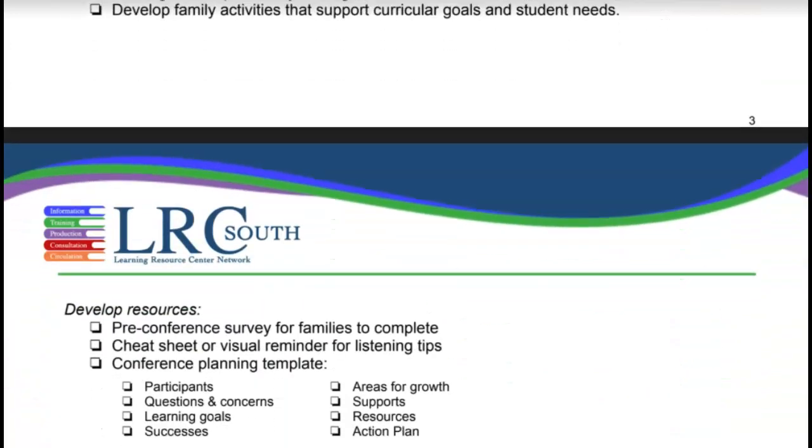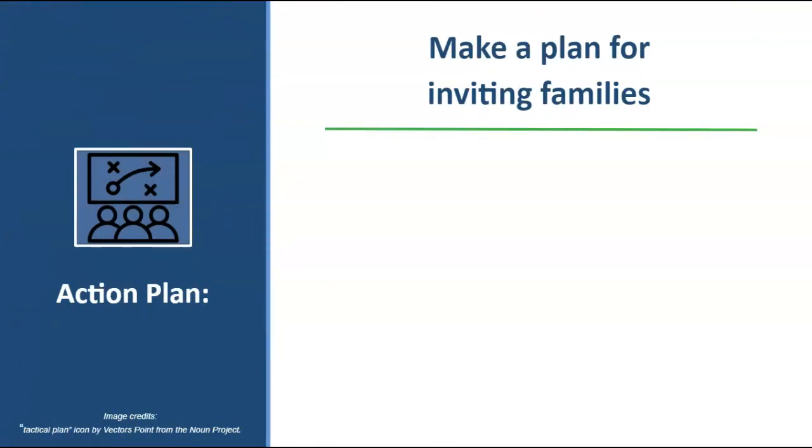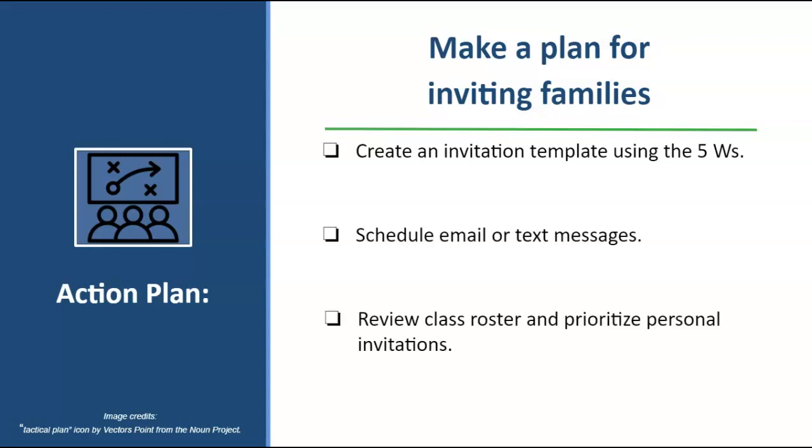As we recommend possible next steps, check off any actions that fit your needs and the needs of your students' families. One possible next step is to make a plan for inviting families. For instance, you could create an invitation template using the 5 W's, schedule email or text messages, or review your class roster and prioritize personal invitations.